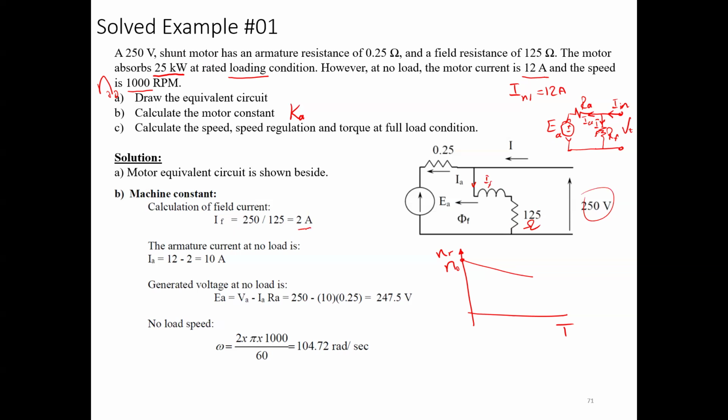If we would like now to get the armature current in no load condition, we can say that the input current is 12 ampere, and we have 2 amperes going in the field current here. So the remaining current is going to be the armature current. So we can say at no load, armature current is 12 minus 2, which is 10 amperes.